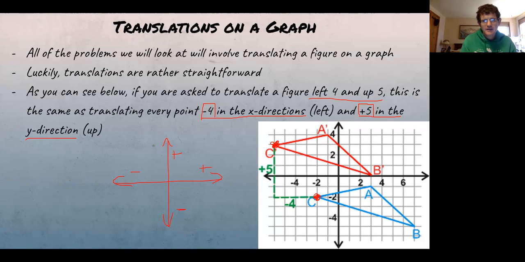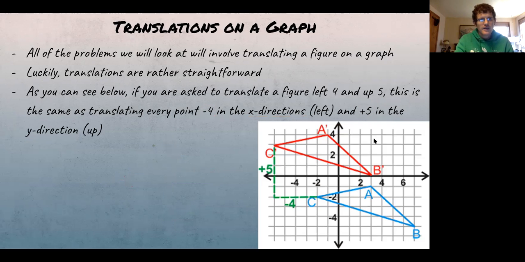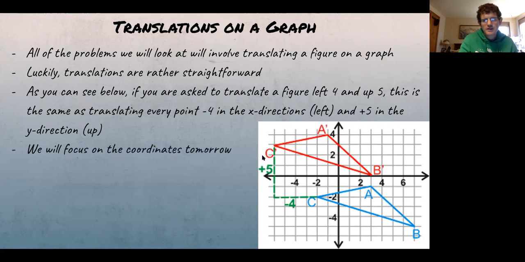All right, and again, nothing overly complicated today, but we are going to talk more about the coordinates. And when we move to other transformations, then it might be really helpful to be already drilling this idea into your mind so it makes more sense. Okay, we are going to focus more on the specific coordinates tomorrow. So right now we can see that this point C is at -2, -2. And then when we translate it, it ends up at -6, +3.